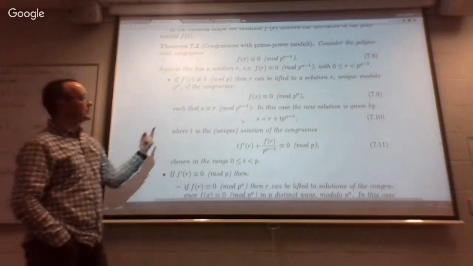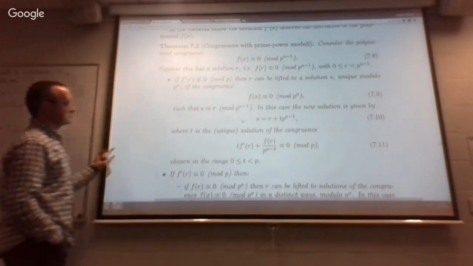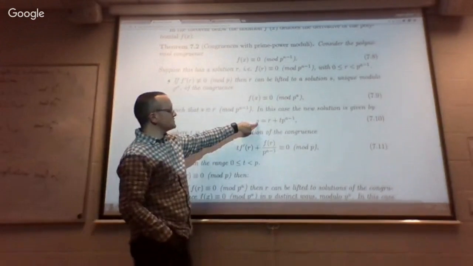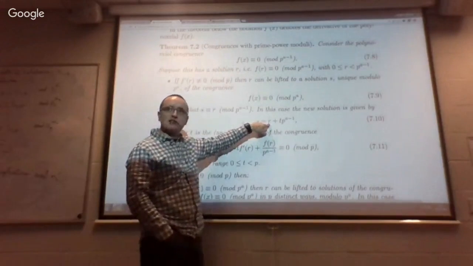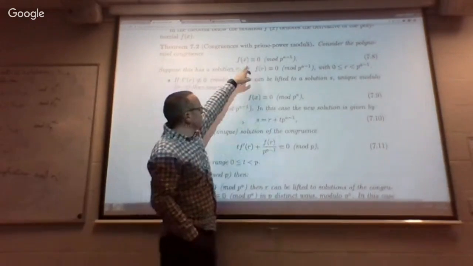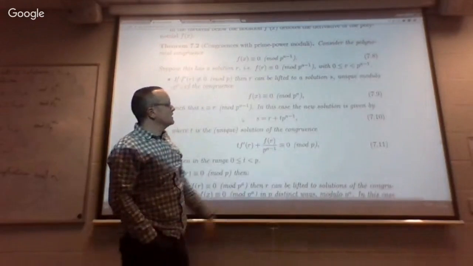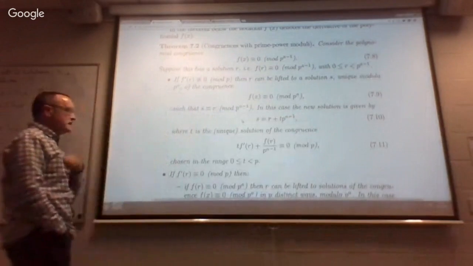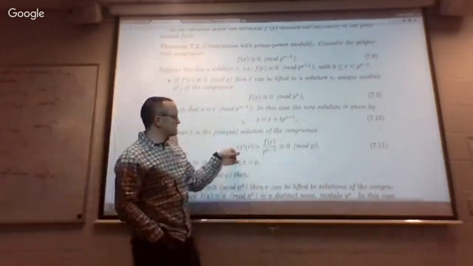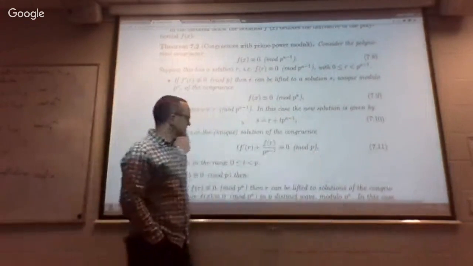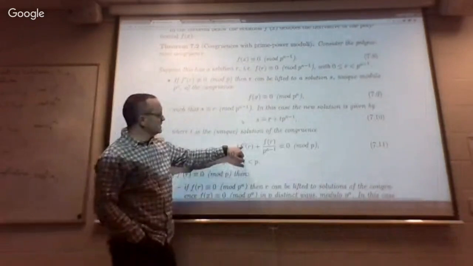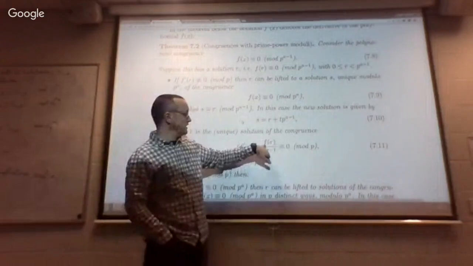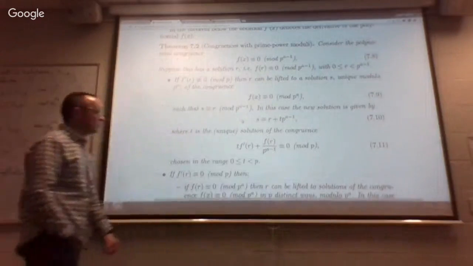And moreover, it gives you a formula for constructing s, which is based on r, the solution you have in your hand at the moment to the previous level of exponent, plus t times p to the a minus 1, where t is the unique solution that comes out of this congruence here, which is a slightly reduced congruence using the derivative of the polynomial f and this term here, f of r divided by p to the a minus 1.